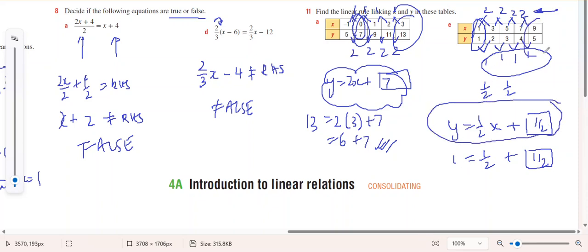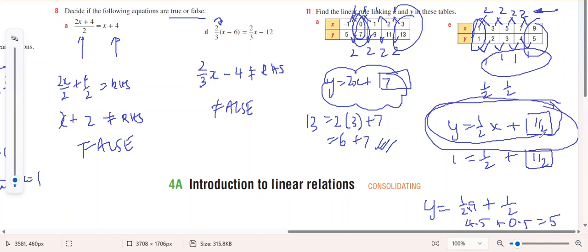And to double check that with the last number, y should equal a half of 9 plus a half. 9 on 2 is 4.5 plus 0.5 equals 5, and that's correct. So y equals a half x plus a half.